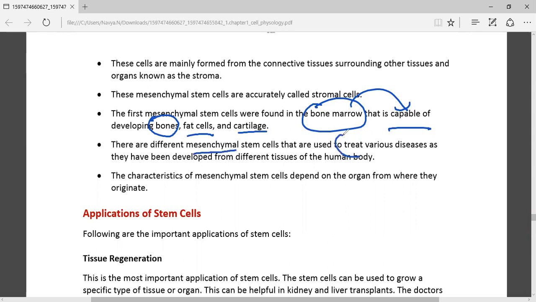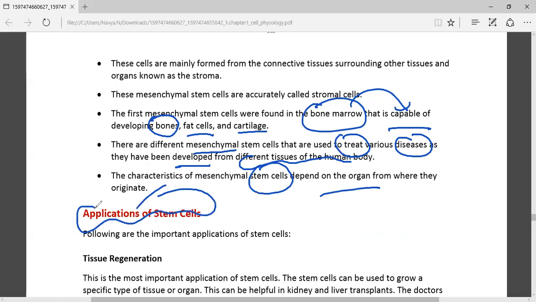Those are used to treat various diseases, and they can be developed from the different tissues of the human body. The characteristics of the mesenchymal stem cells depend on the organ from where they originate.